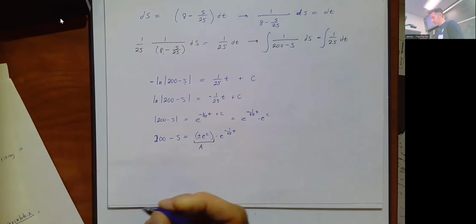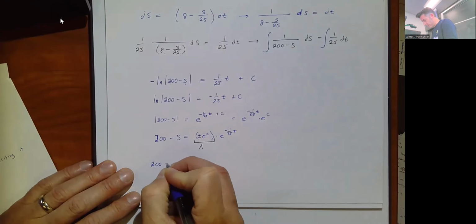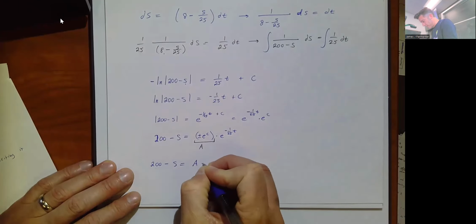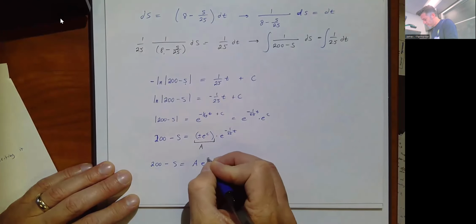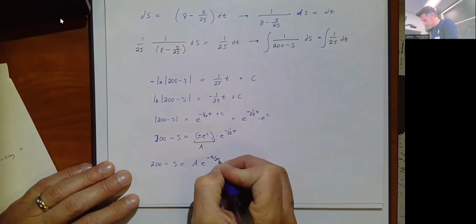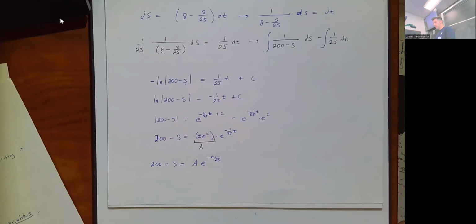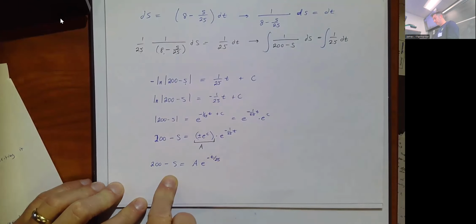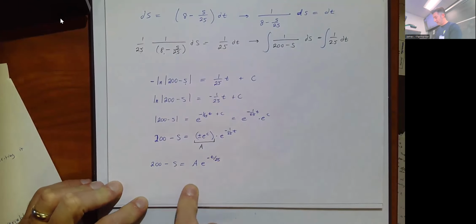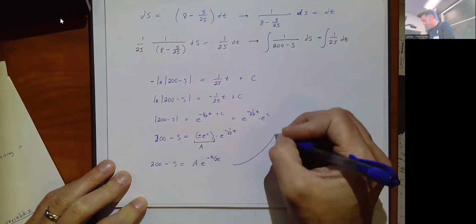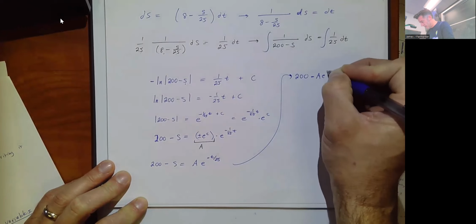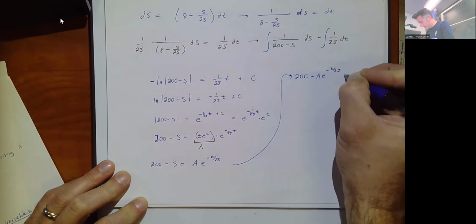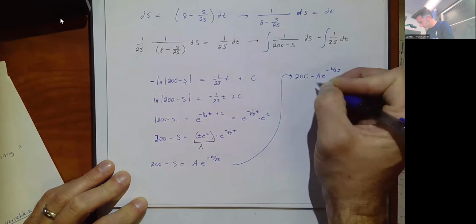So I'm going to say that 200 minus S is equal to A times, I should really be writing this as e to the negative t over 25. Let's make our lives a little bit less terrible. And we're almost done. We're going to solve for S. So I'm going to subtract the A e to the negative t over 25 to the left and add the S to the right. So I'm going to get 200 minus A e to the negative t over 25 equal to S of t.